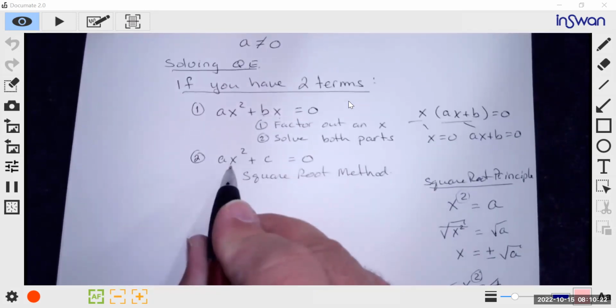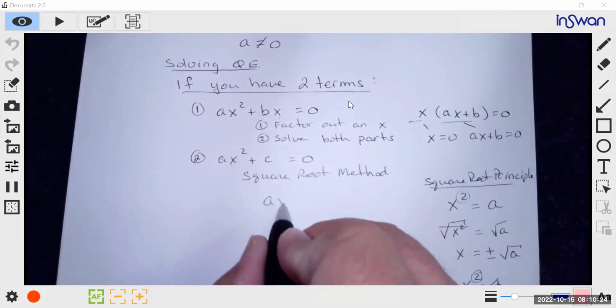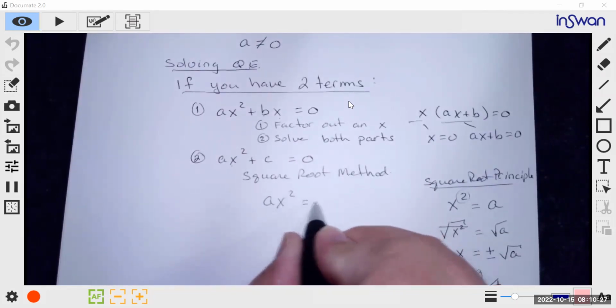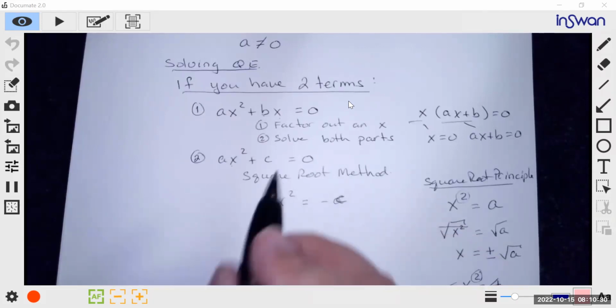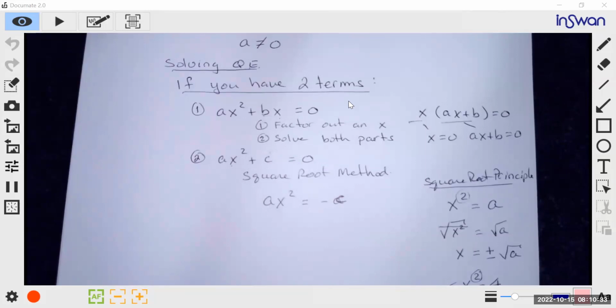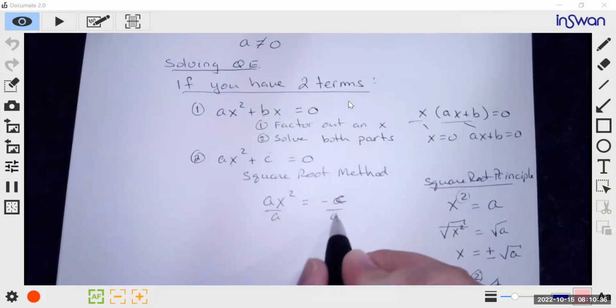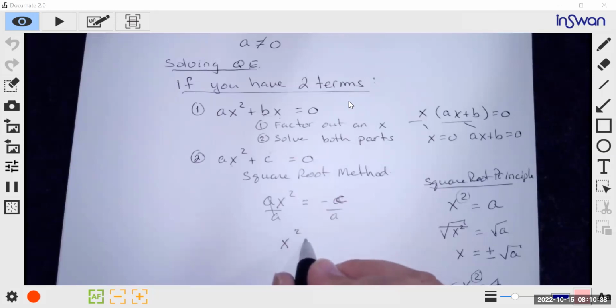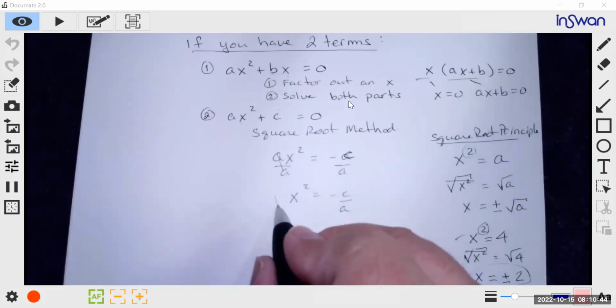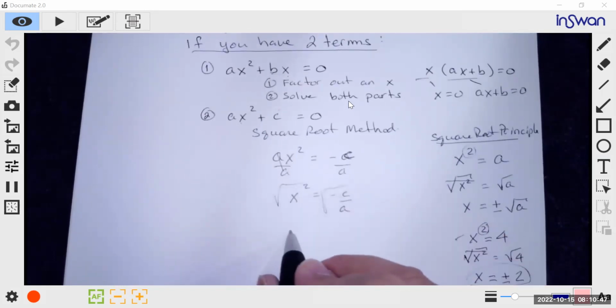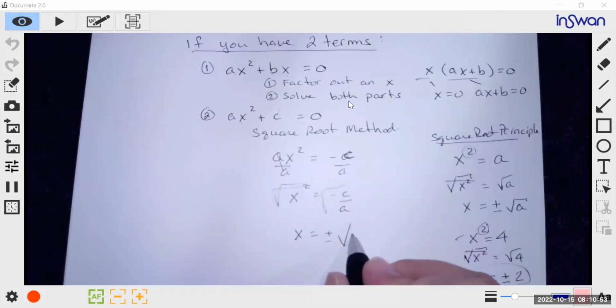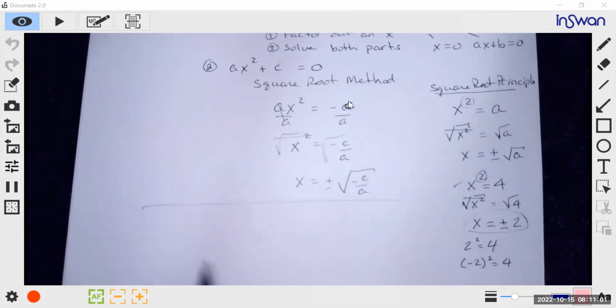So if you have only one x term, then move the constant term to the other side. Get rid of any coefficients that may exist. And square root the number. So the square root and the square cancel. We have plus or minus the square root of negative c over a. Let's look at some examples of both of those.